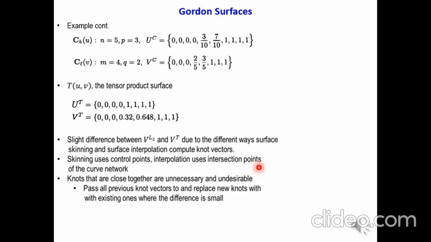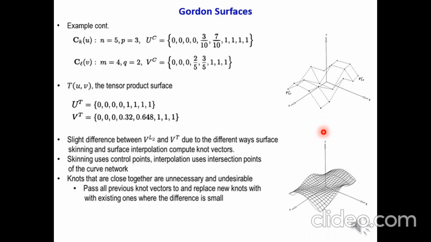But one problem that arises from this is that the knots can end up very close together, which is unnecessary and undesirable. To fix that, one way we can do that in our algorithm is to pass all of our previously computed knot vectors to our next step, and replace all the new knots with existing ones where the difference is sufficiently small. And this is the control polygon for the tensor surface, with again a slightly different surface.